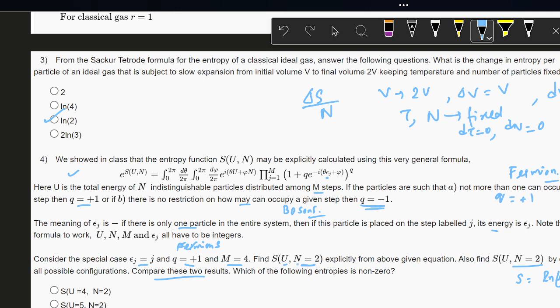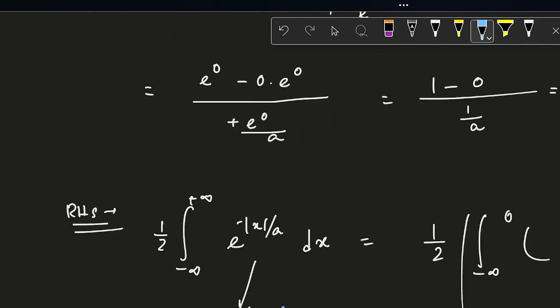Once you calculate the entropy S with n equal to 2 from the formula given over here, and the other time you find S directly by taking how many arrangements or microstates are possible, just like we did before in the class number 1 lectures, then you compare them both, to see whether they are actually equal or not, and which of the following entropies is non-zero. After that you have to find, with n equal to 2 already fixed, for which value of the total energy u you get a non-zero value of the entropy. Okay, so this is your whole problem that has been given.